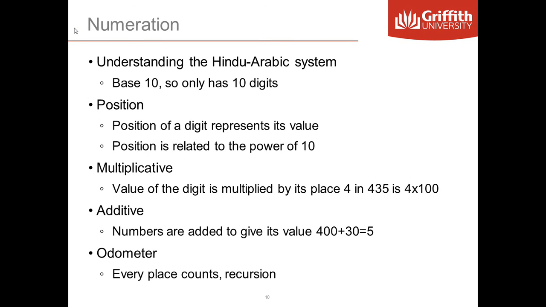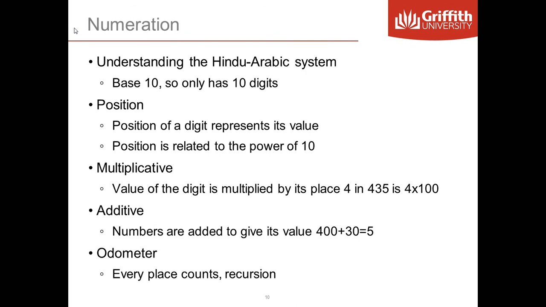The other part of the number system is that it's additive. So to find out the value of all of these numbers, once we've done all the multiplication, we find that in the number 435 we have 400 plus 30 plus 5, which brings us to a grand total of 435.